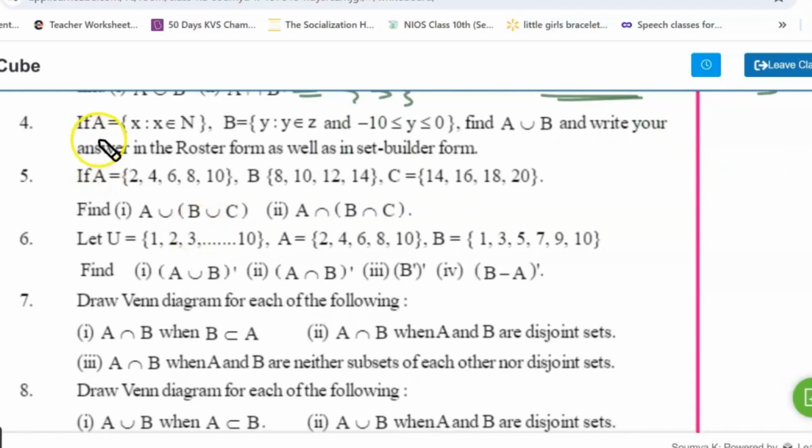Fourth question: A is the natural numbers and B belongs to the integers, and this is the condition that has to be satisfied, that is y should start from -10 until 0. That condition has to be satisfied, and then you have to find out what is A union B, and you have to write your answer in roster form and set builder form.